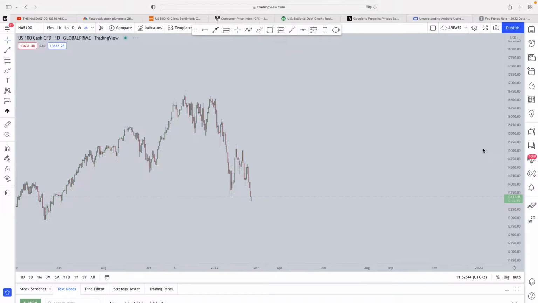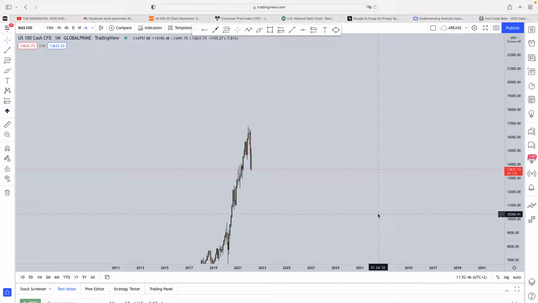Now, we're going to start with the technical data first, then we're going to look at some sentiment data, then order flow data, and then fundamental data as well.